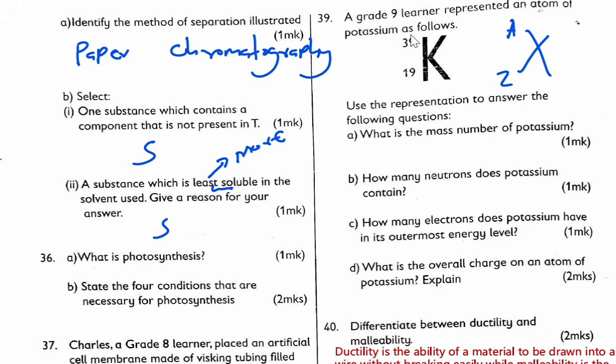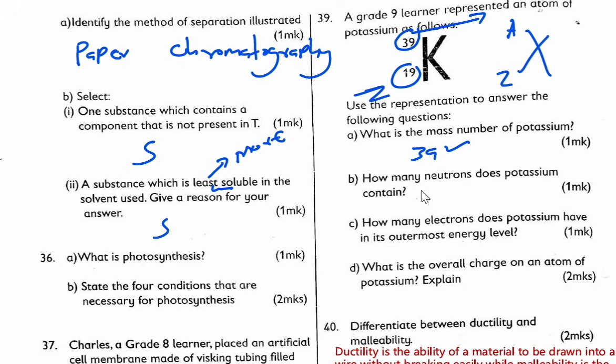So here, this is the mass number A. This is the atomic number Z. So what is the mass number of potassium? You can see the mass number is there. It is 39. Very simple. Get 1 mark.